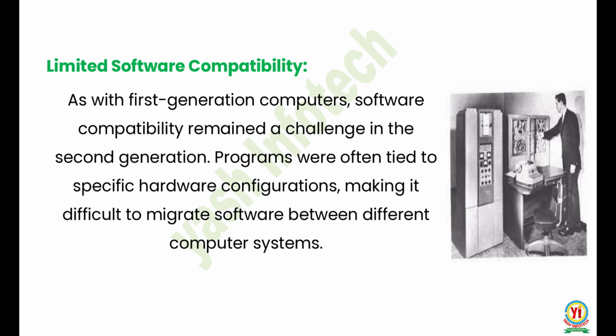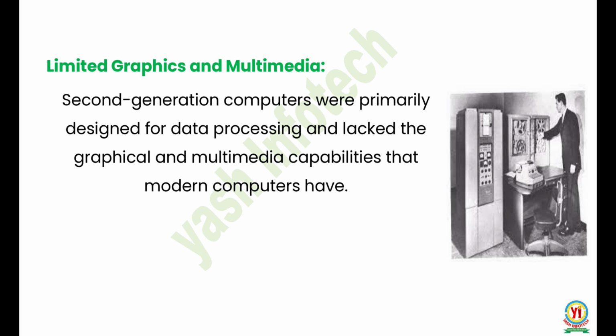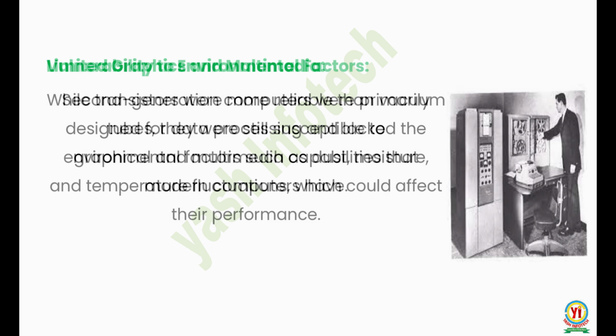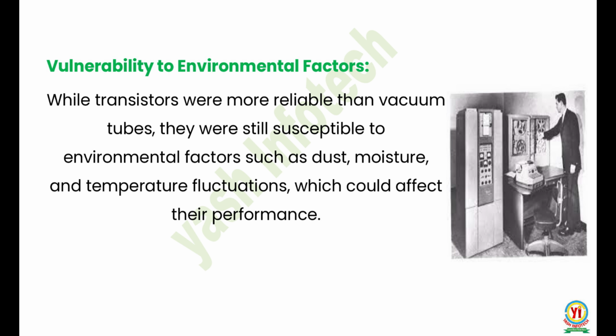Limited software compatibility. As with first-generation computers, software compatibility remained a challenge in the second generation. Programs were often tied to specific hardware configurations, making it difficult to migrate software between different computer systems. Limited graphics and multimedia. Second-generation computers were primarily designed for data processing and lacked the graphical and multimedia capabilities that modern computers have.